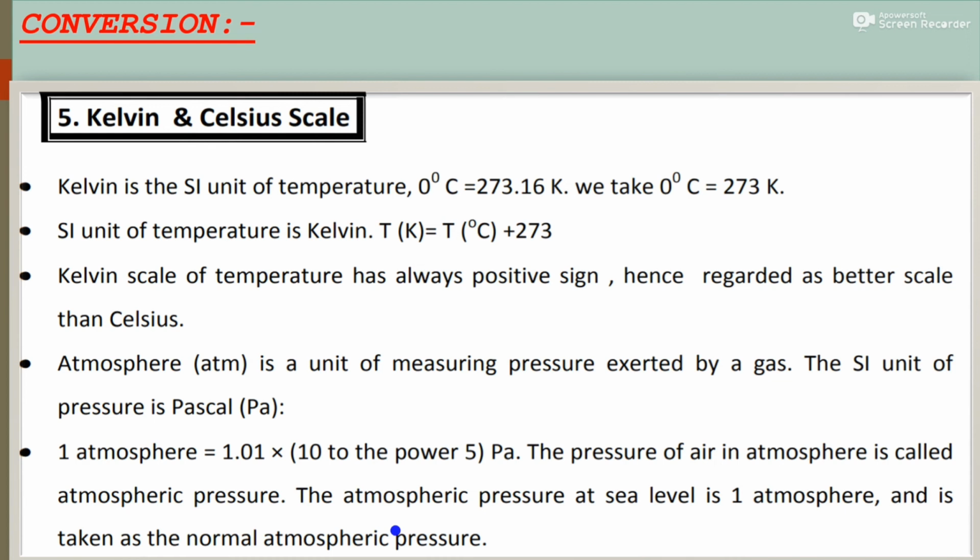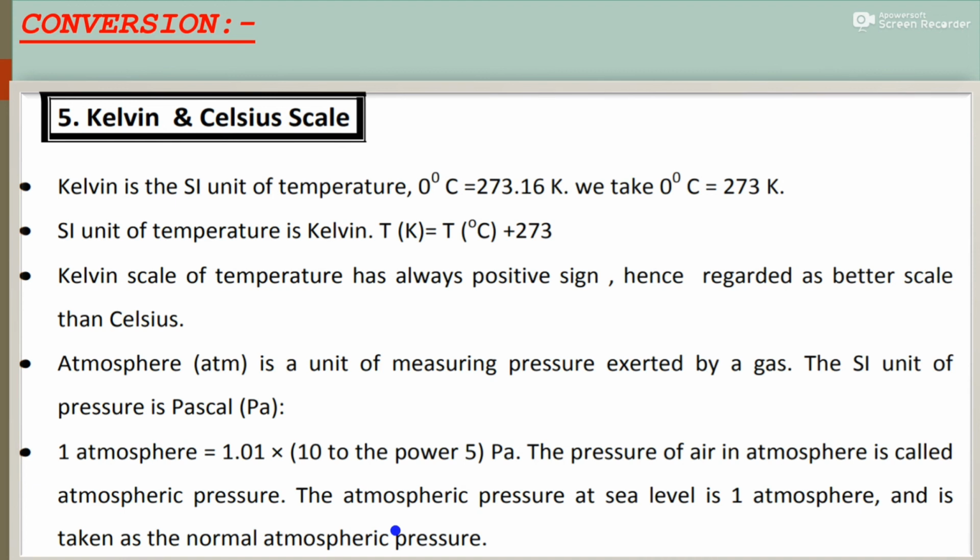Then conversion of Kelvin and Celsius scale. Kelvin is the SI unit of temperature, that is the standard international unit of temperature. 0 degree Celsius is equal to 273.16 Kelvin. We take 0 degree Celsius equal to 273 Kelvin. So the SI unit of temperature is Kelvin.